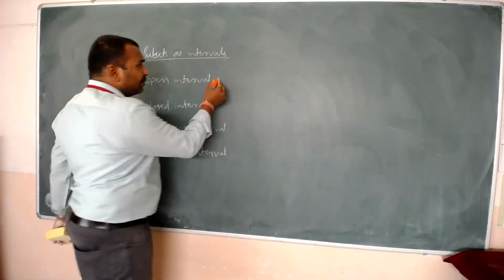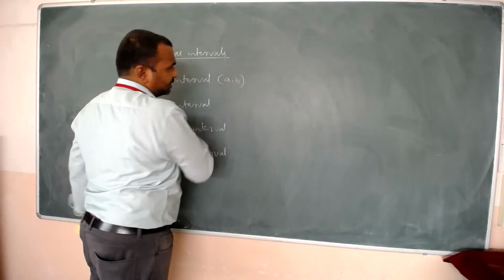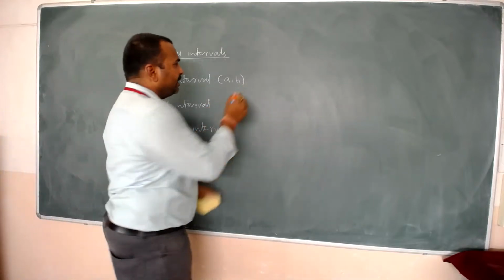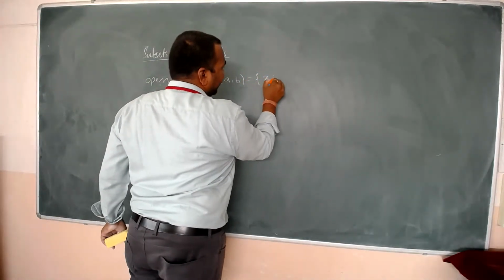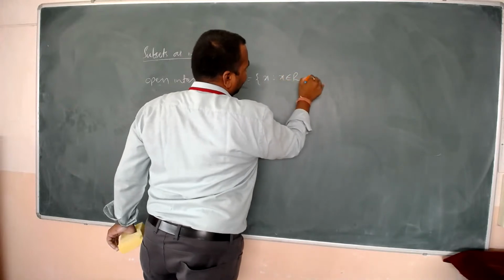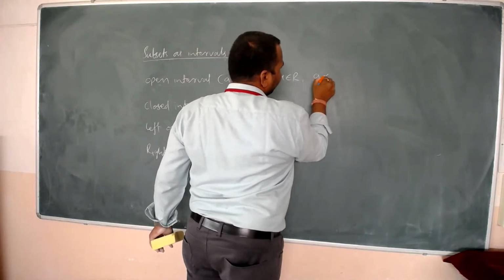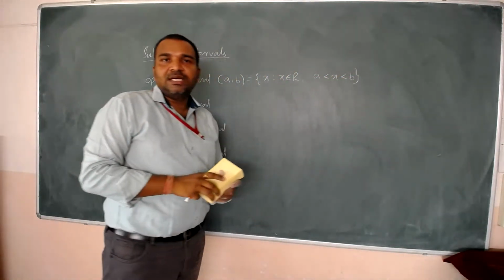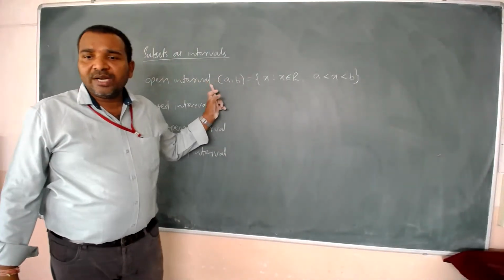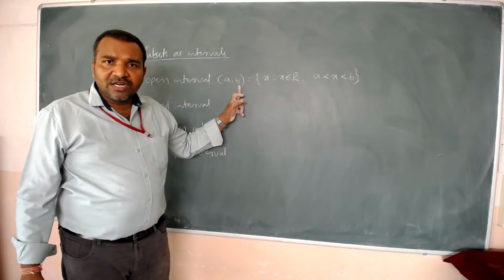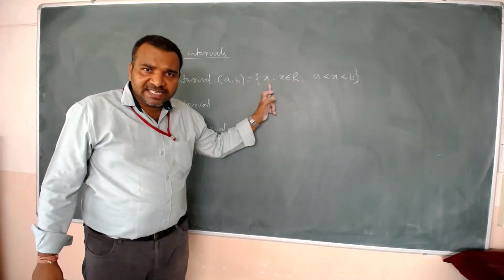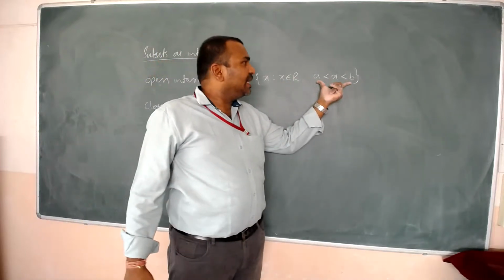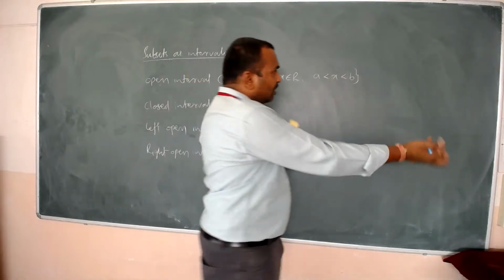Open interval. This is the symbol of open interval. So, what is the meaning of open interval? Its value is {x such that x is a real number, and that real number must lie between a and b}. This is the definition of open interval. Here, (a, b) open interval, its meaning is x, an element, that element is a real number, and that real number must lie between a and b. So graphically, we will write like this.